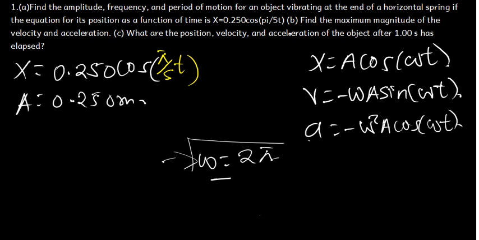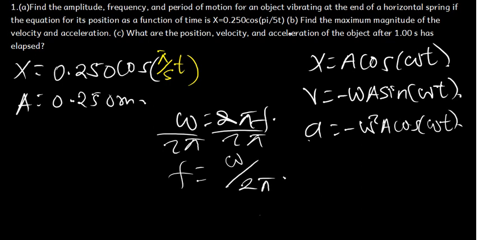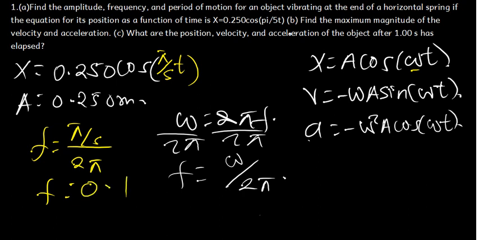Now our goal is to find the frequency. We have the angular frequency, so we're going to divide both sides by 2 pi. The frequency is going to be the angular frequency divided by 2 pi. So let's plug in the values: pi over 5, everything divided by 2 pi. On the calculator, pi divided by 5 gives 0.628. Then I divide this by 2 pi, I'm getting 0.1, meaning that my frequency is just basically 0.1 hertz.